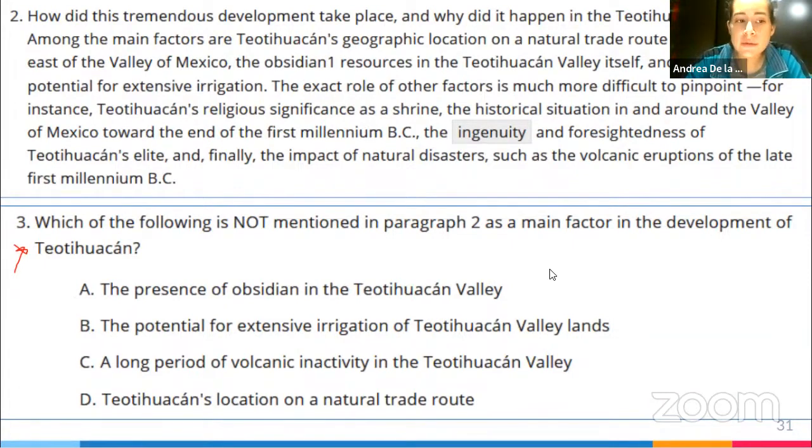Okay, guys, so what do you think? Which one would you choose? Evelyn, what do you think? Come on, guys.